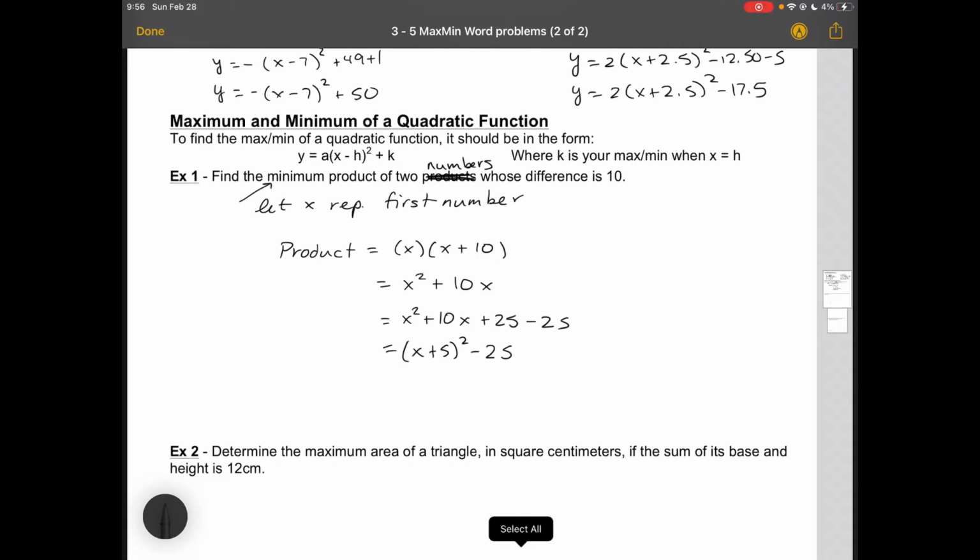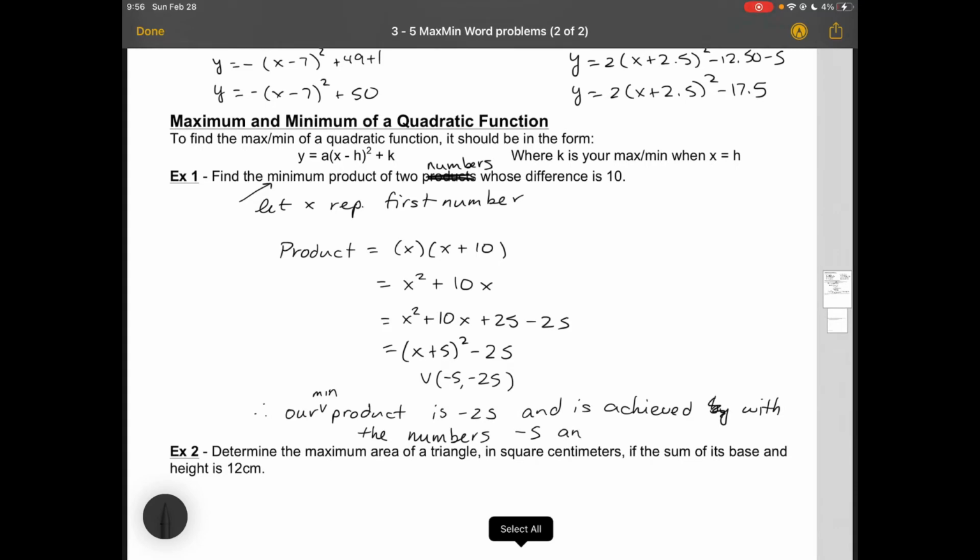Which gives us our vertex of minus 5, minus 25, which tells us that our minimum product is minus 25 and is achieved with the numbers minus 5 and a number that's 5 larger than that, positive 5.